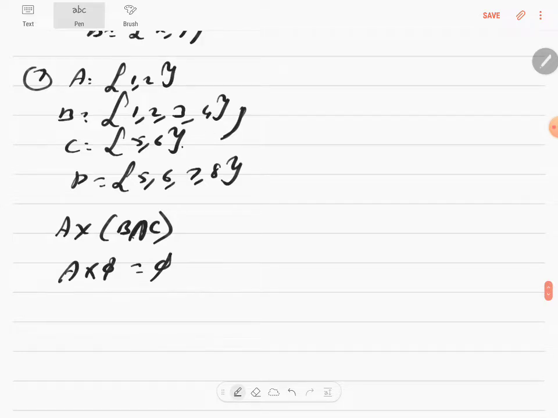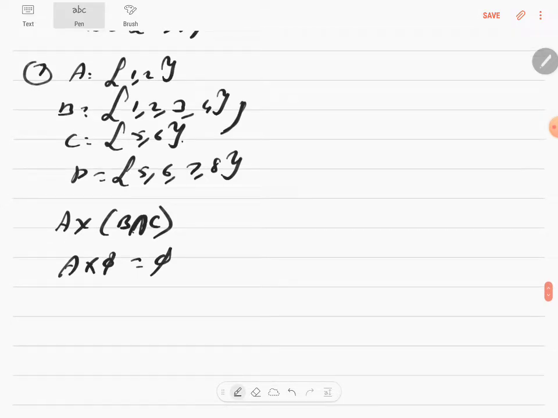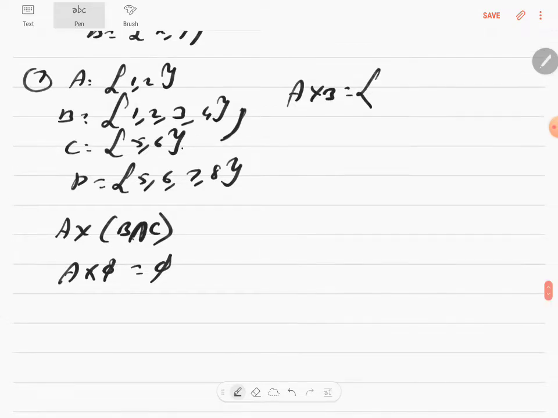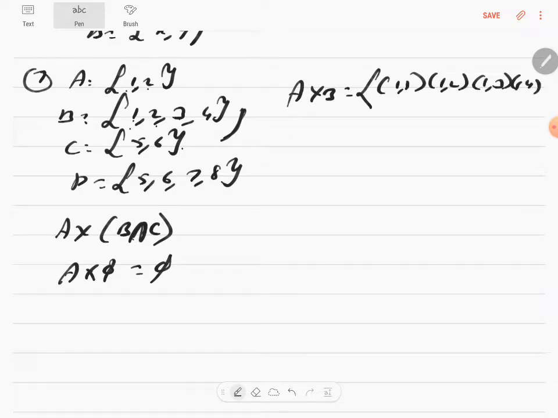So I got this, and now we are going to find what is A cross B. What is A cross B? It's (1, 1), (1, 2), (1, 3), (1, 4), (2, 1), (2, 2), (2, 3), (2, 4). So let's write A cross B: (1, 1), (1, 2), (1, 3), (1, 4), (2, 1), (2, 2), (2, 3), (2, 4). Correct? This is what A cross B is.